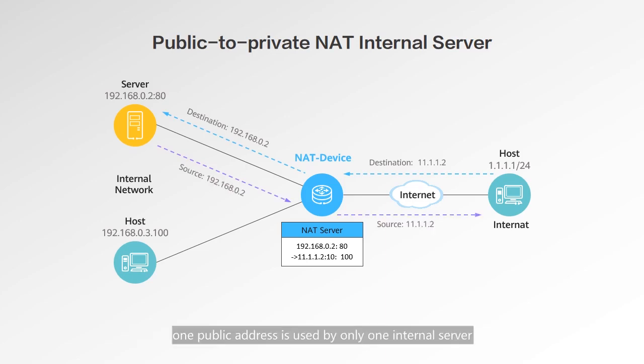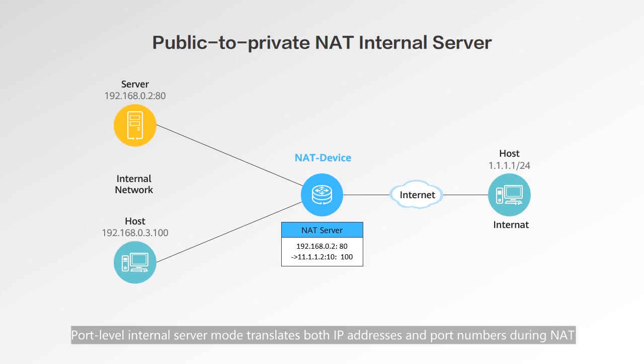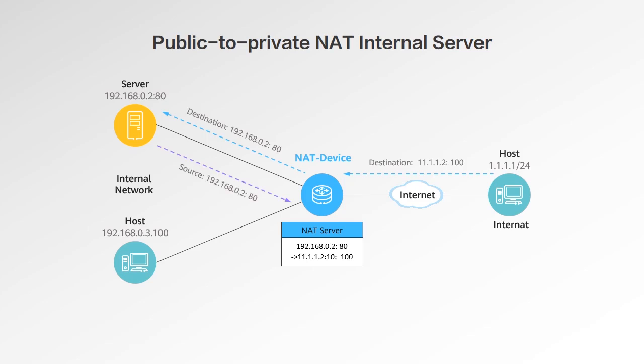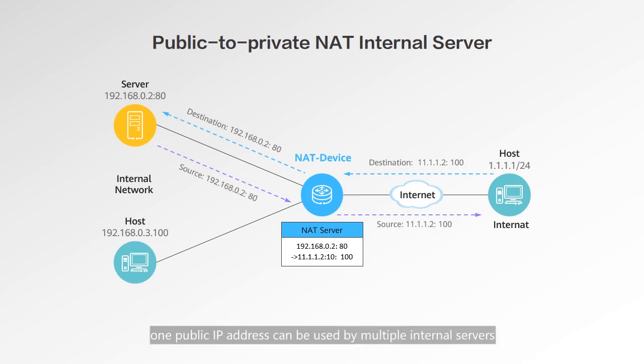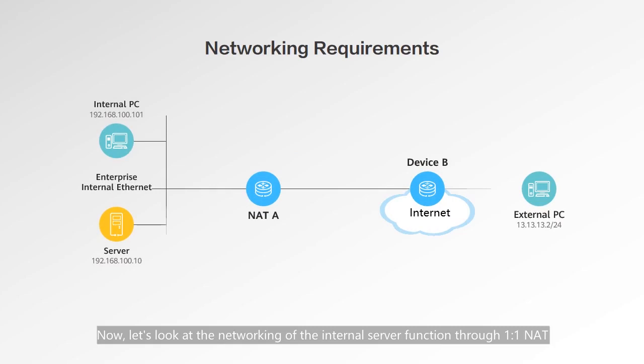In this mode, one public address is used by only one internal server. Port-level internal server mode translates both IP addresses and port numbers during NAT. In this mode, one public IP address can be used by multiple internal servers, which are identified by port numbers. The address-level internal server mode is also called the internal server function through one-to-one NAT. Now let's look at the networking of the internal server function through one-to-one NAT.